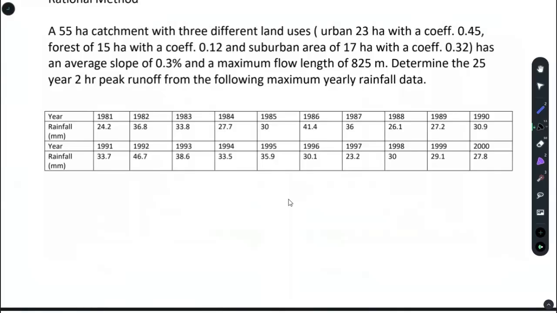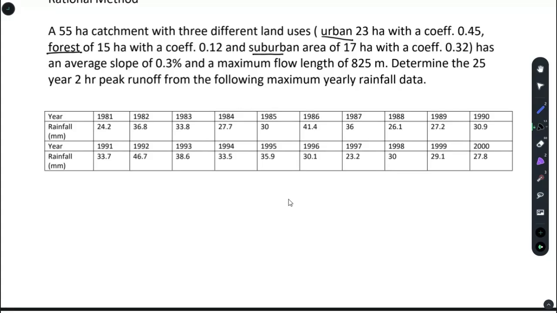So in this math, we're going to find out the peak discharge in a particular area of 55 hectare catchment. And in this math, we have runoff coefficient for three different zones. That is, one is urban, one is forest, and another is suburban.